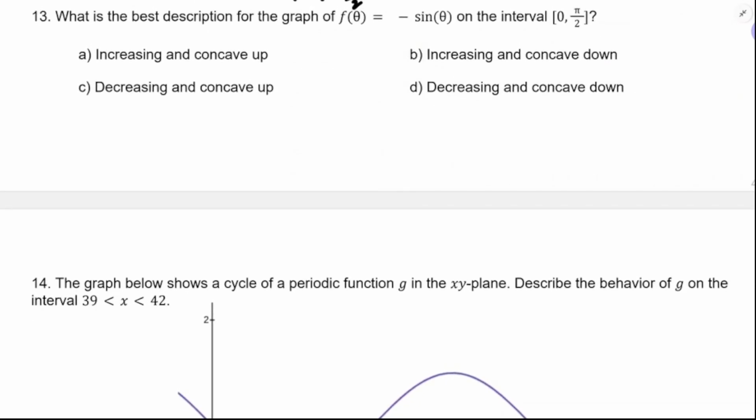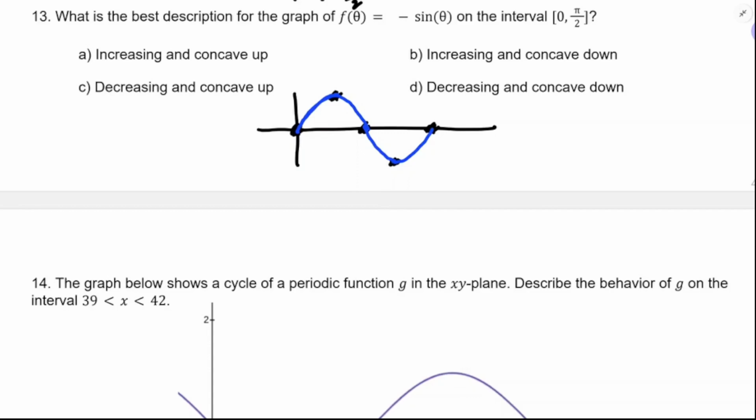Then what is the best description for the graph of f of theta equals negative sine theta on the interval 0 to pi over 2? All right, so this one. Okay, 0, pi over 2, pi, 3 pi over 2. That was a cosine. Okay, well, at least I caught it. Sine starts in the middle and it's coming up. And so there we go, we graph our points. 0 to pi over 2, it's going to be increasing and concave down. Increasing at a decreasing rate.